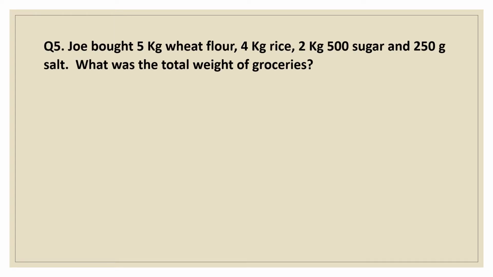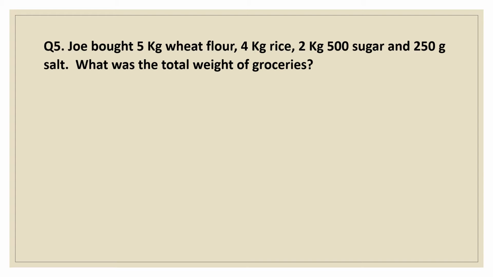First of all, we will do the exercise of 19B, which was given as homework yesterday, from question 5 to question 8. So see children, question 5. Joe bought 5 kg wheat flour, 4 kg rice, 2 kg 500 gram of sugar and 250 gram of salt. What was the total weight of groceries?